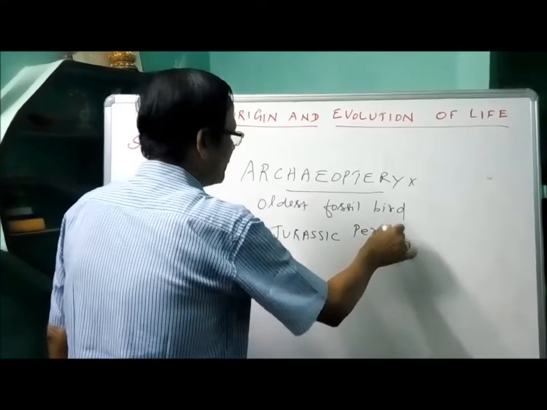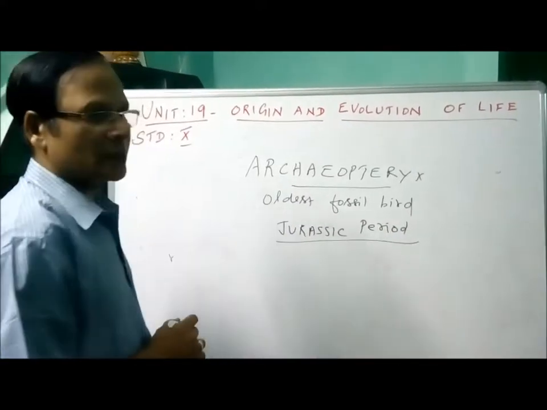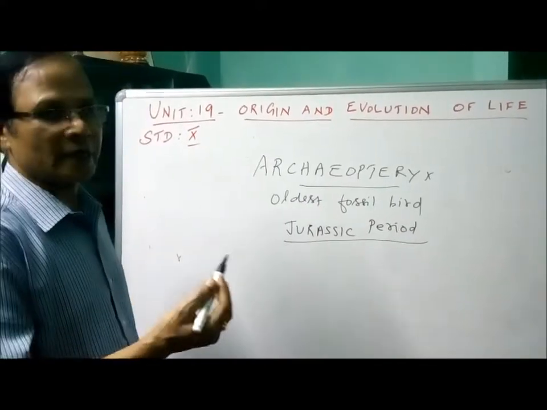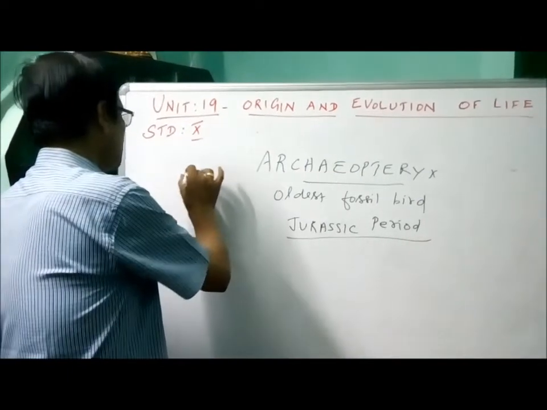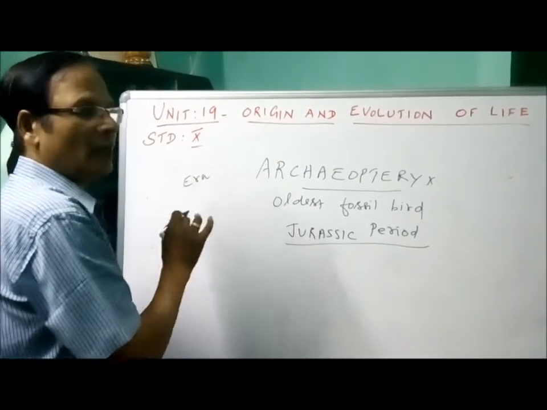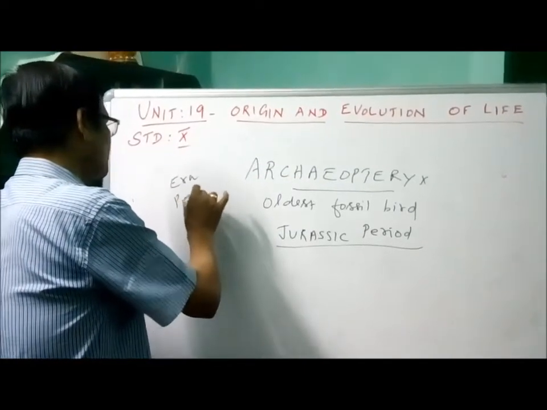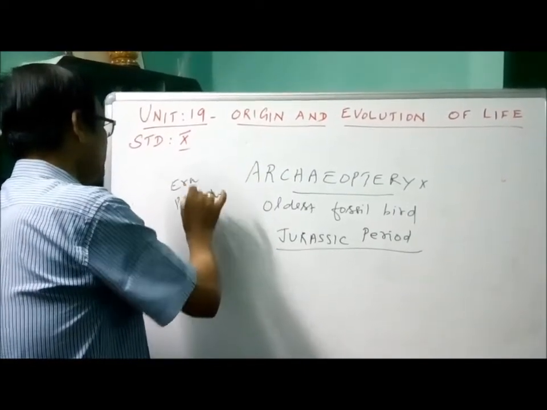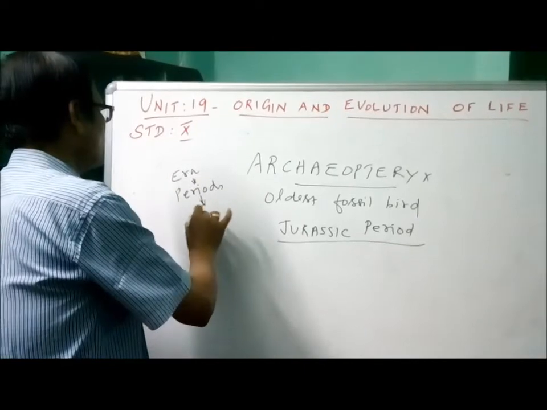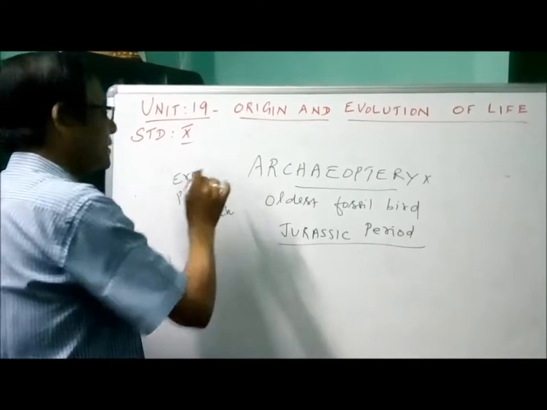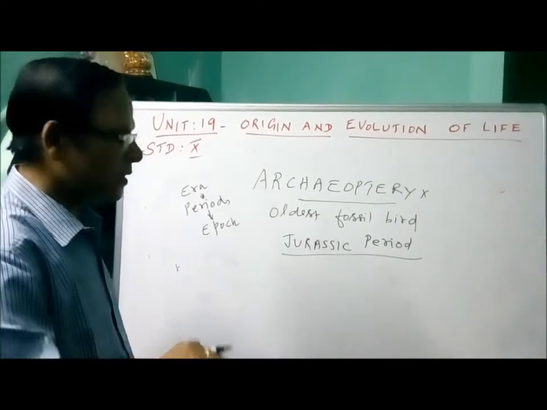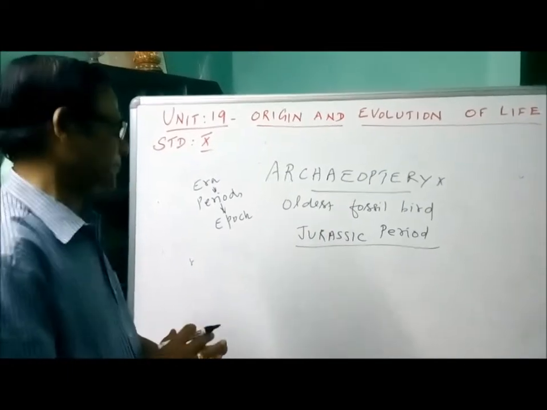So we can divide the entire Earth period into different eras. Each era is divided into what we call periods. Each period is divided into what is called epochs. This is the hierarchy in the geological time scale, the time scale of the Earth period.